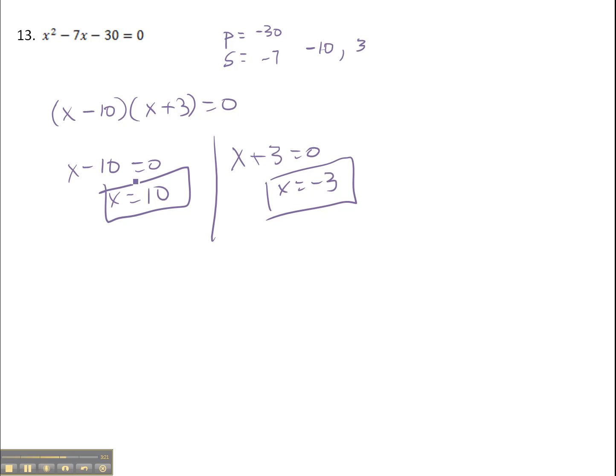Of course, you do enough of these, you don't have to go through all this process. You just go, oh, it's the opposite of that negative 10, it's got to be positive 10. It's the opposite of this positive 3, so it's got to be negative 3.